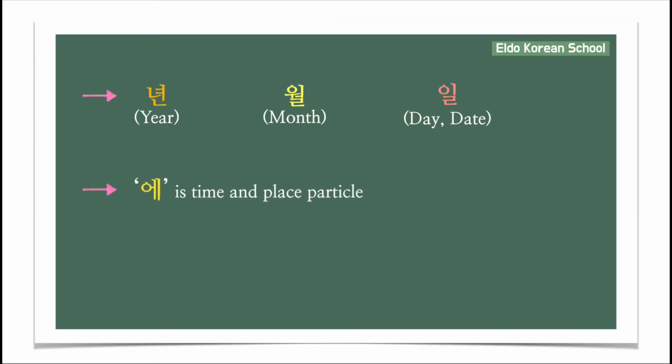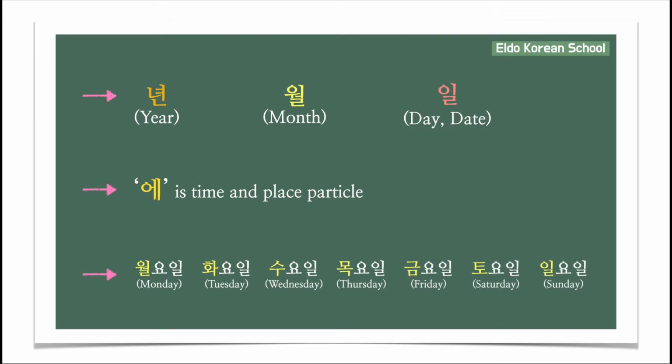Now, let's organize what you learned today. Firstly, when you want to express the date in Korean, we use the words 년, 월, 일 with Sino-Korean numbers. Secondly, 에 is a time and place particle that we use to represent the time and place. Lastly, in Korean, the days of the week are 월요일, 화요일, 수요일, 목요일, 금요일, 토요일, 일요일. Now, let's learn the expressions of time in the next conversation.